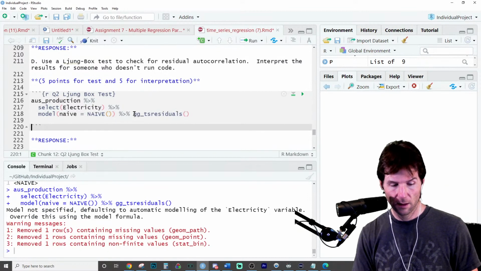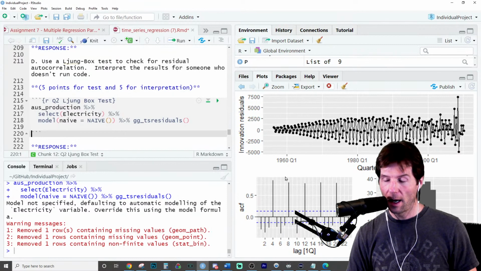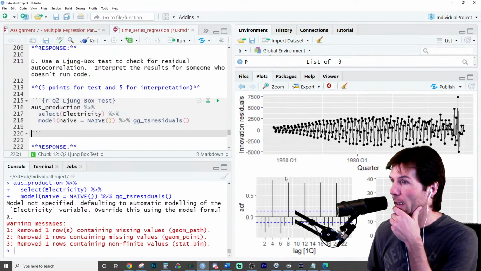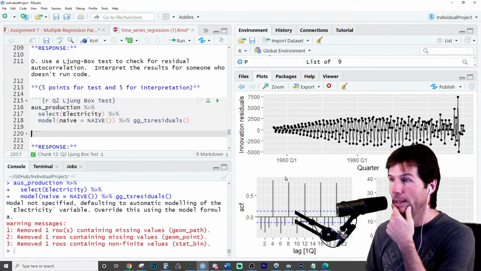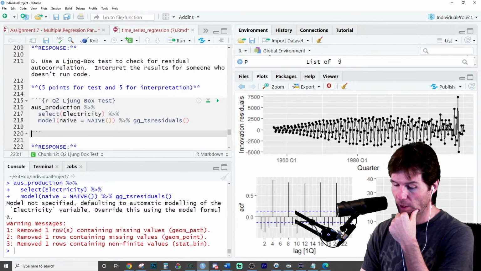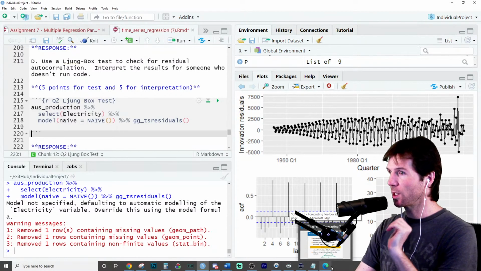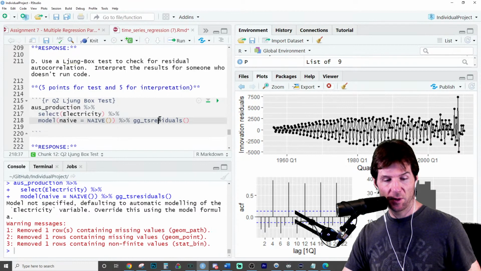Here we go. Oh my gosh. Wow. I can already tell you the value of the Ljung-Box test by looking at this. And what am I looking at? The Ljung-Box test, and we'll bring up the notes right here, is going to show us if we have significant autocorrelation up to a certain lag. We'll look at one more thing right here.